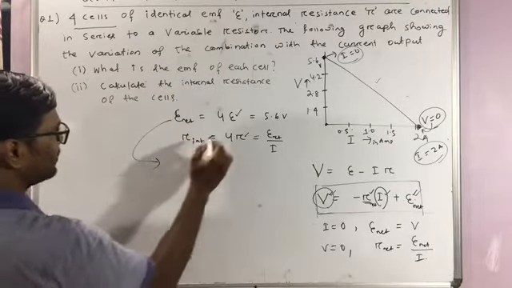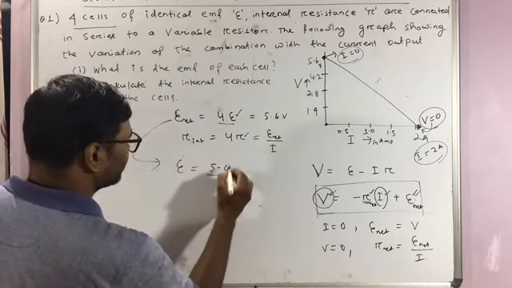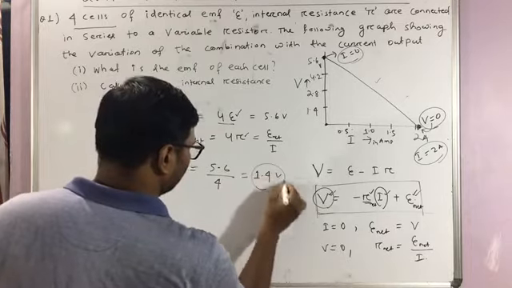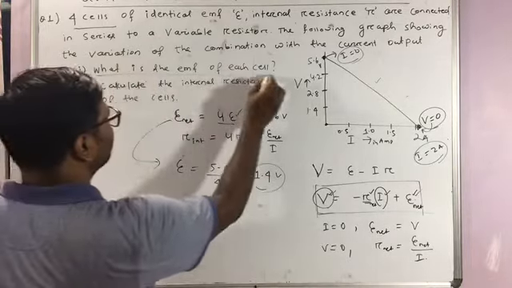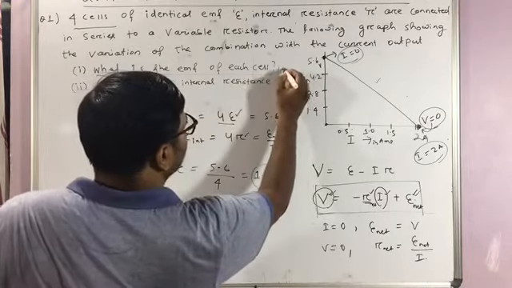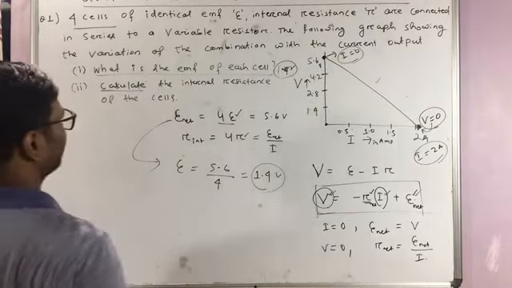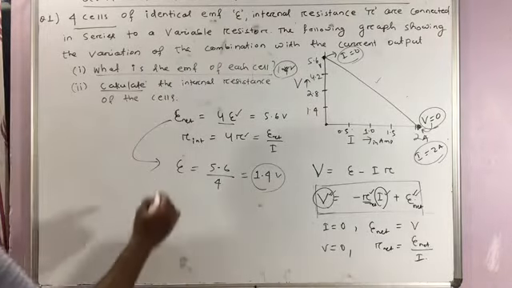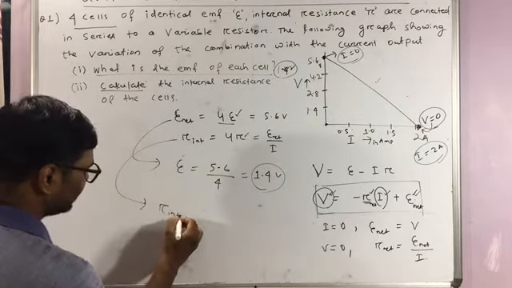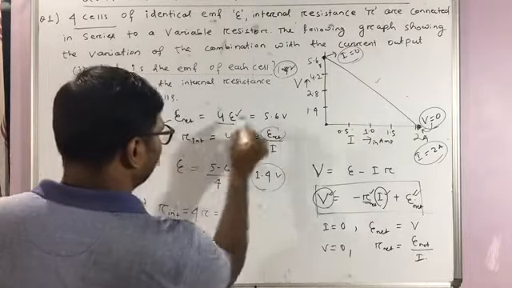So 4E is equal to 5.6. So E is equal to 5.6 divided by 4, which is 1.4 volt. The first answer, the EMF of each cell, is 1.4 volt. And the second one: calculate the internal resistance of each cell. So from this, I can put R internal, which is 4R, equal to E net, and E net is your 5.6.